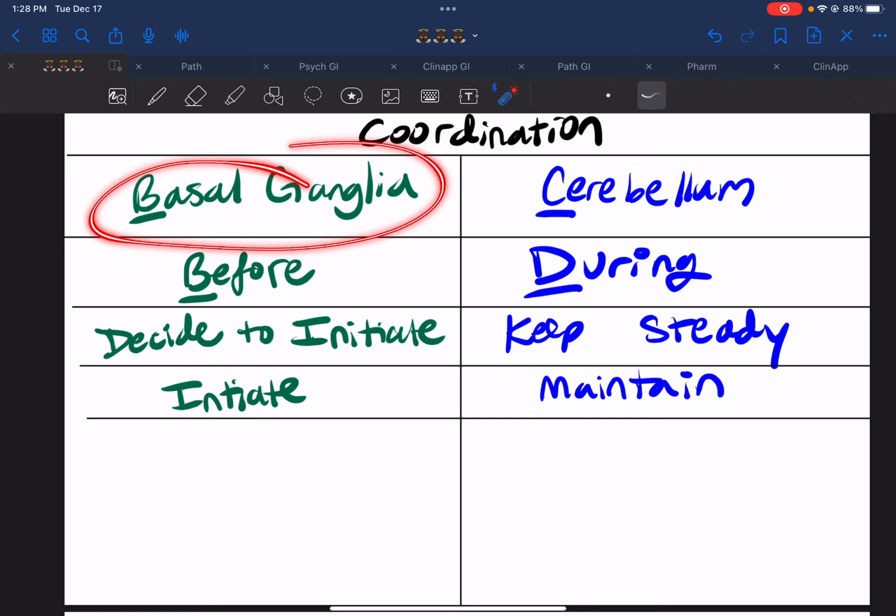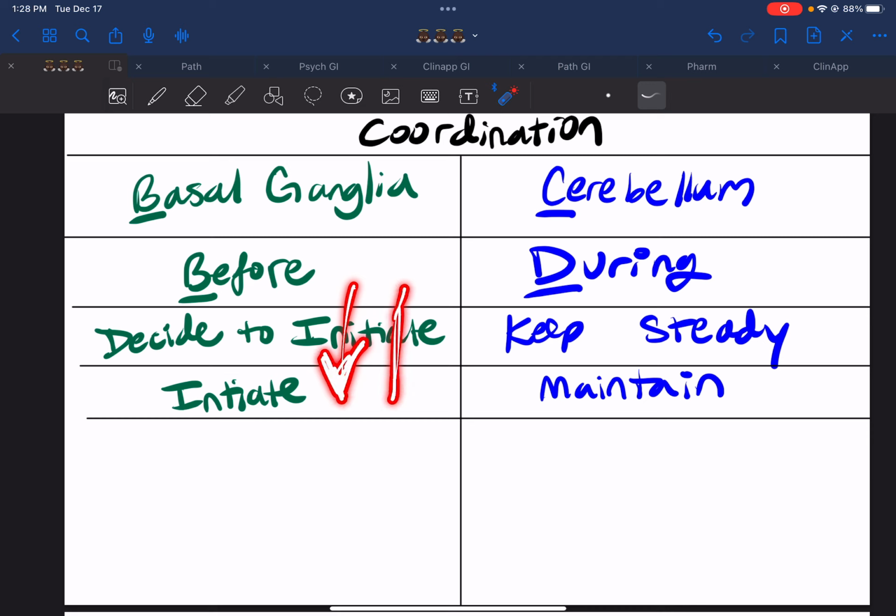Because the basal ganglia decides to initiate movement, so it's what makes you start a movement, but it's also what makes you decide not to do a movement. So it controls whether or not you start the movement in the first place. So it doesn't just mean start, it's the starter and it's also the stopper. It stops you from starting the movement. That's what it means to decide.